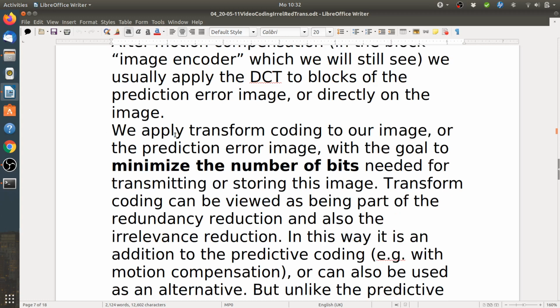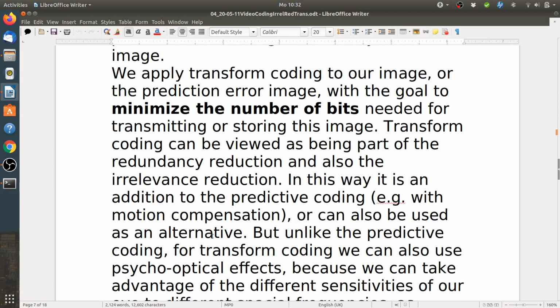So we apply transform coding to our image or the prediction error image with the goal to minimize the number of bits needed for transmitting or storing this image. Transform coding can be viewed as being part of the redundancy reduction and also the irrelevance reduction, so both. In this way, it is an addition to the predictive coding coming, for instance, from the motion compensation, or can also be used as an alternative.